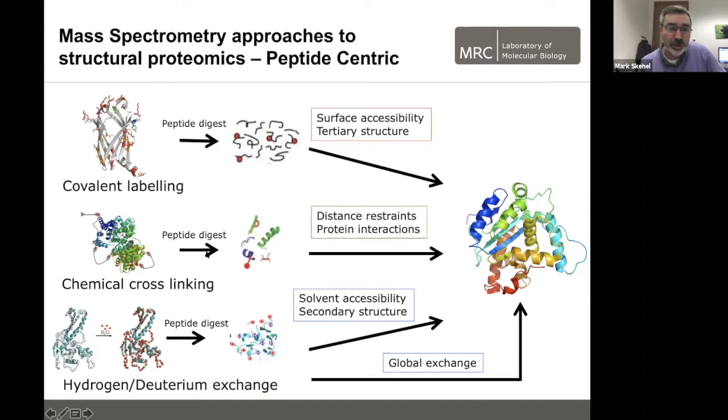The two approaches we take are chemical crosslinking, and I'll talk about that at the end, and hydrogen-deuterium exchange mass spec. And with that technique, we're looking for global exchange, solvent accessibility, so we can have a look a little bit at secondary structure. And for the cross-linking, we're getting some distance restraints for protein-protein interactions. And that's all leading into cryo-EM, crystallography and NMR to try and help improve resolution of structures there and get some insight potentially into where subunits are interacting, where you might not have some density in your EM classifications.